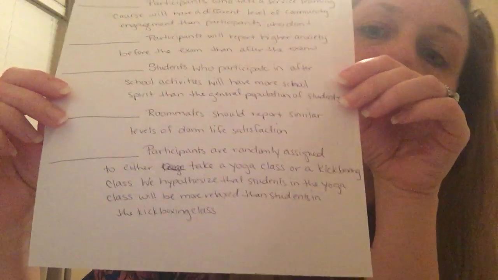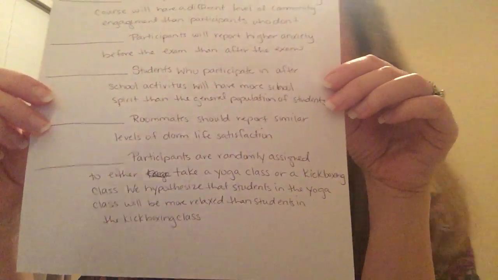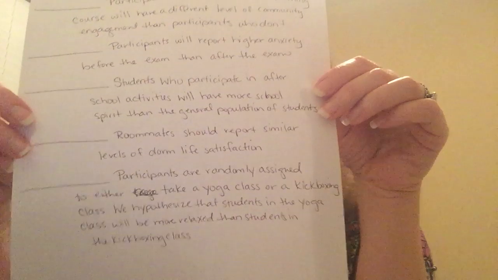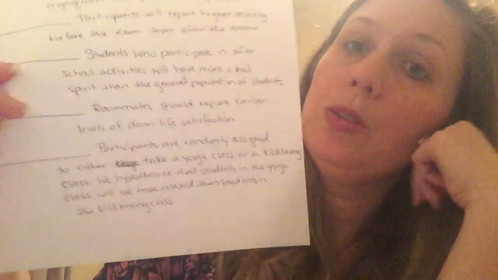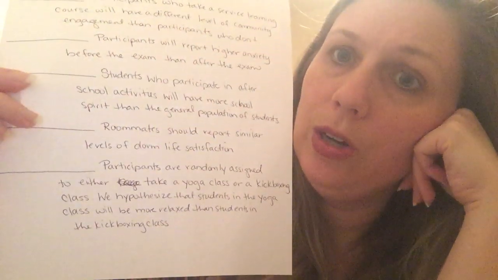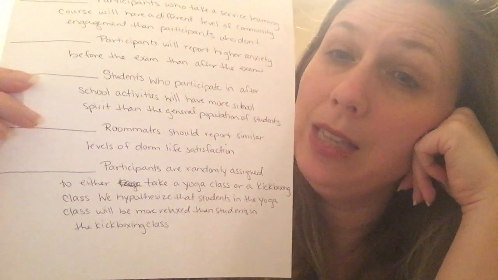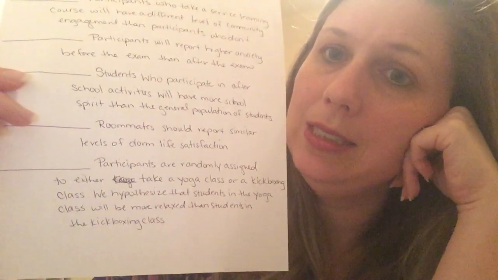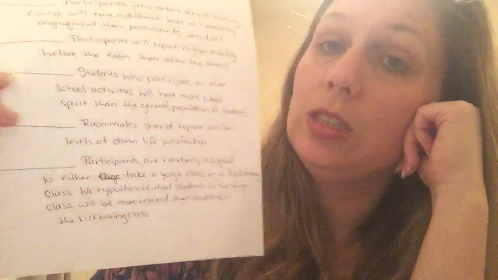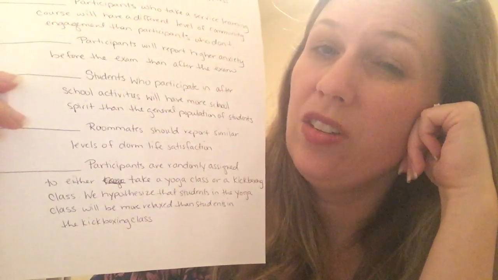Roommates should report similar levels of dorm life satisfaction. This is really similar to the couples question that we talked about in class, so hopefully you're seeing that this is a dependent t-test, because the roommates are connected, so they're like a dyad.